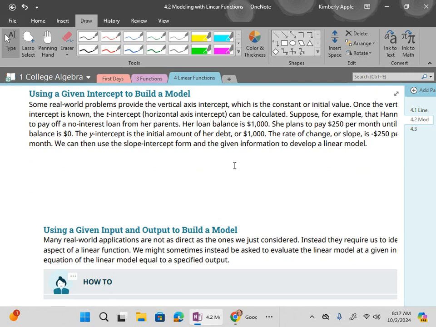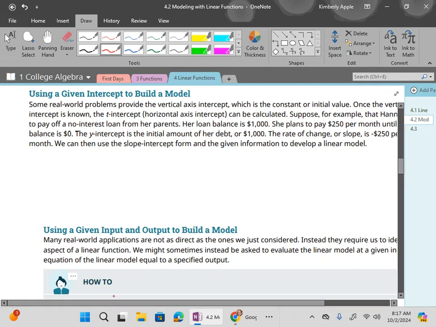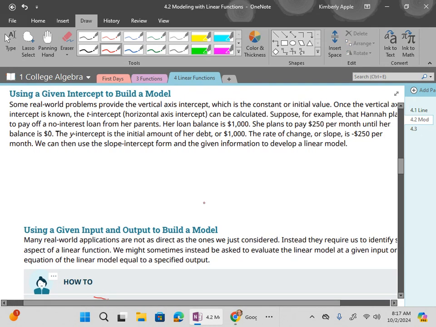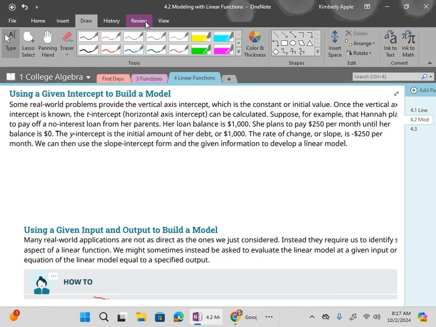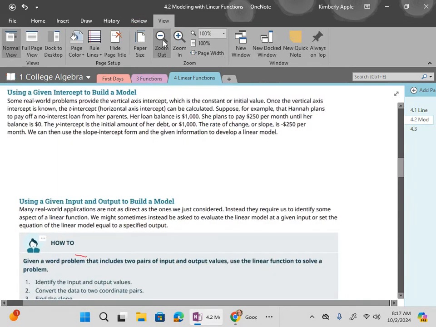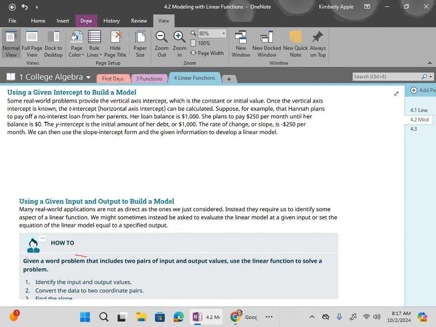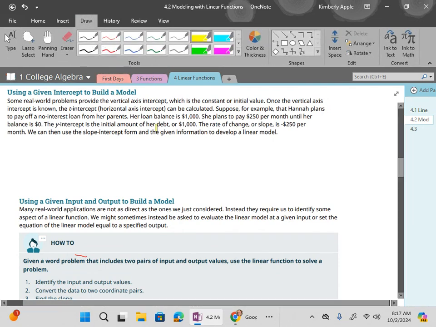Okay. So let's look at this scenario. Hold on, let me find it. Okay. So let's say that a girl named Hannah plans to pay off a no interest loan from her parents. Her loan balance is $1,000 and she plans to pay $250 a month. Loan balance, payments of $250 a month until the balance is zero. So let's go ahead and just start doing this.